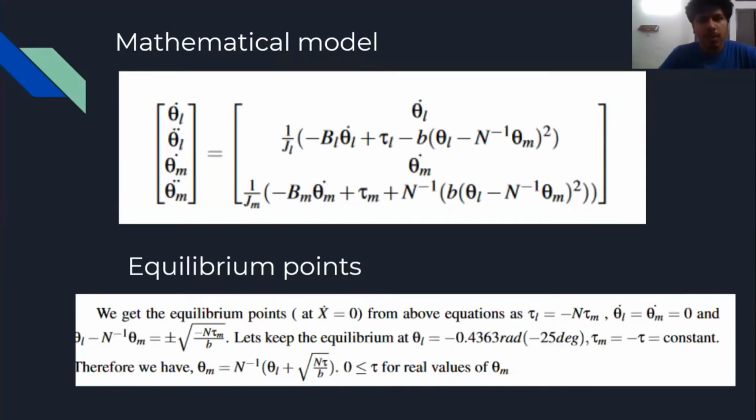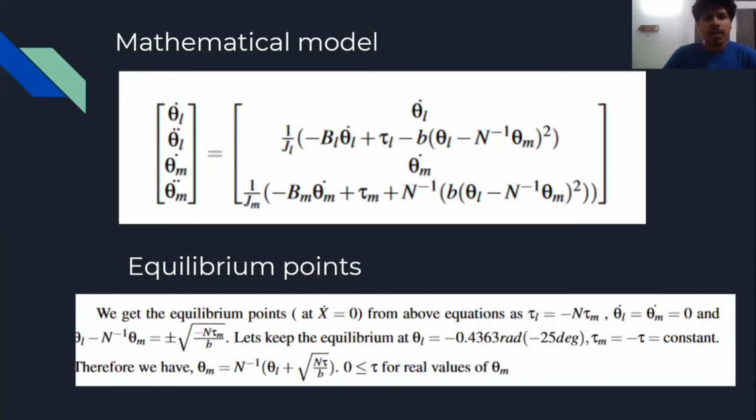Now, this is the mathematical model of the system with state space variables as theta L, theta L dot, theta M, and theta M dot, where theta L is the load side angle and theta M is the motor side angle. J refers to the respective inertia, and B refers to the respective damping ratio. Along with that, the N refers to the gear reduction ratio.